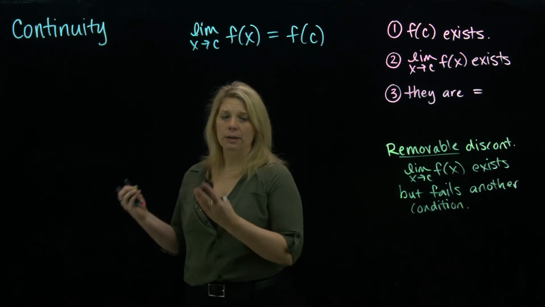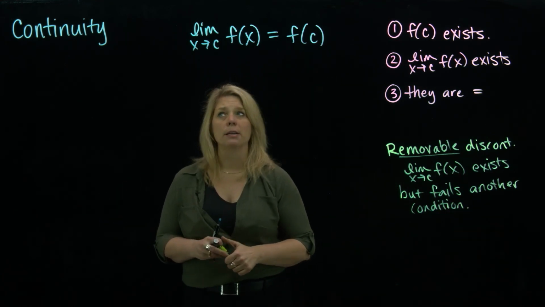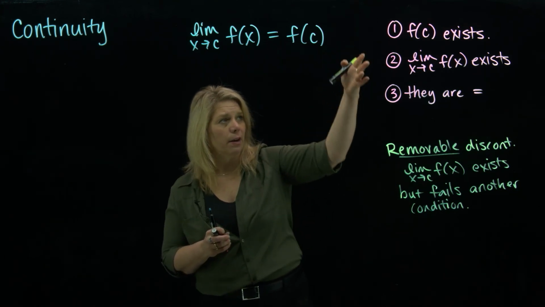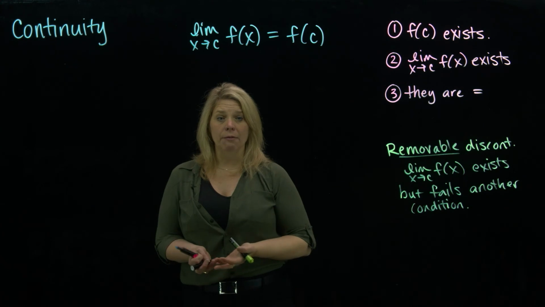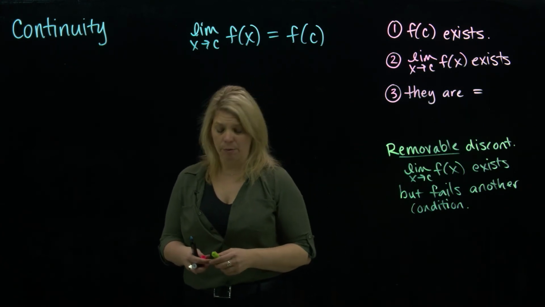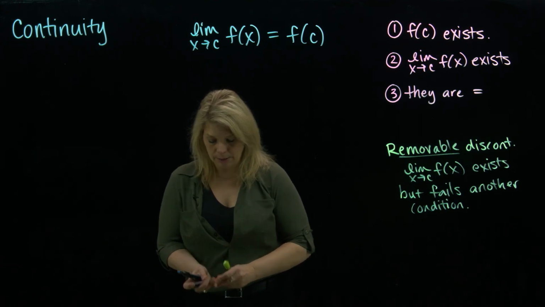Okay, so we're going to look at two function equation examples and determine where the function might fail to be continuous. So we're going to look for some violations of these conditions. And if we find any places where it fails to be continuous, then we're going to figure out whether we have a removable or a non-removable discontinuity.